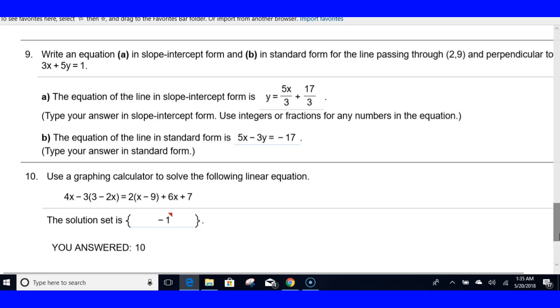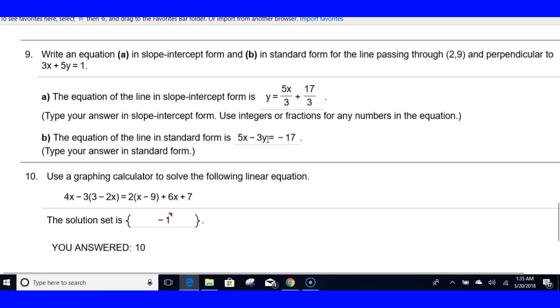So they give you an equation, they give you a point, and they want you to write an equation passing through that point. Write an equation of the line in standard form and slope intercept form that passes through that point (2, 9) and is perpendicular to the given equation. I'm going to start by solving letter B because it's easier, and then we can go back to get the other one. As you can see here on the screen, this is the answer.